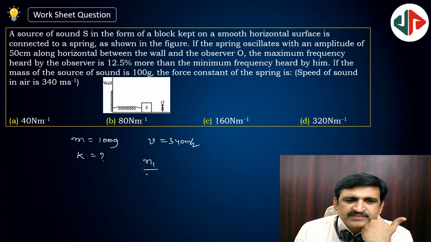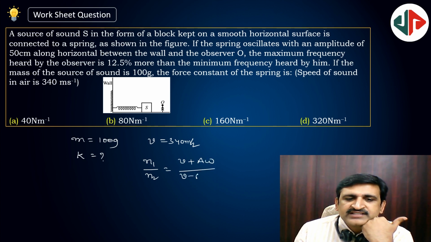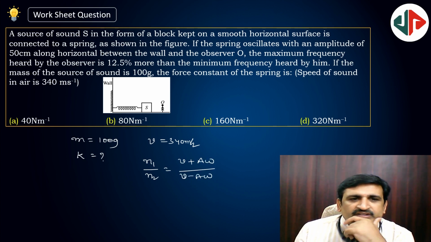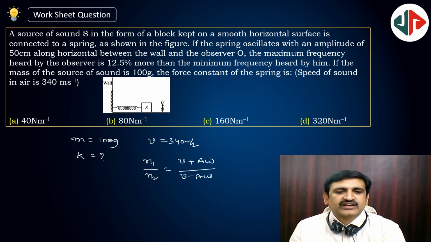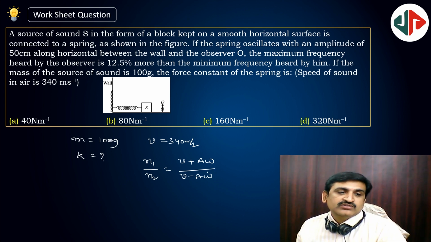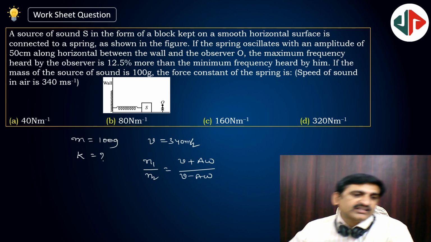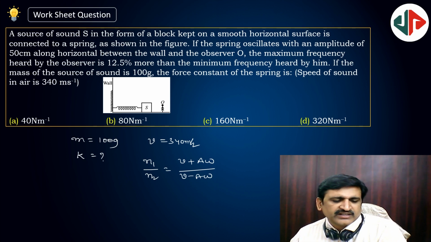Maximum frequency by minimum frequency is equal to V plus A omega over V minus A omega. He gave 12.5% maximum to minimum. So with this you can simplify it and omega will come. After getting omega, we can get k, not a big task.